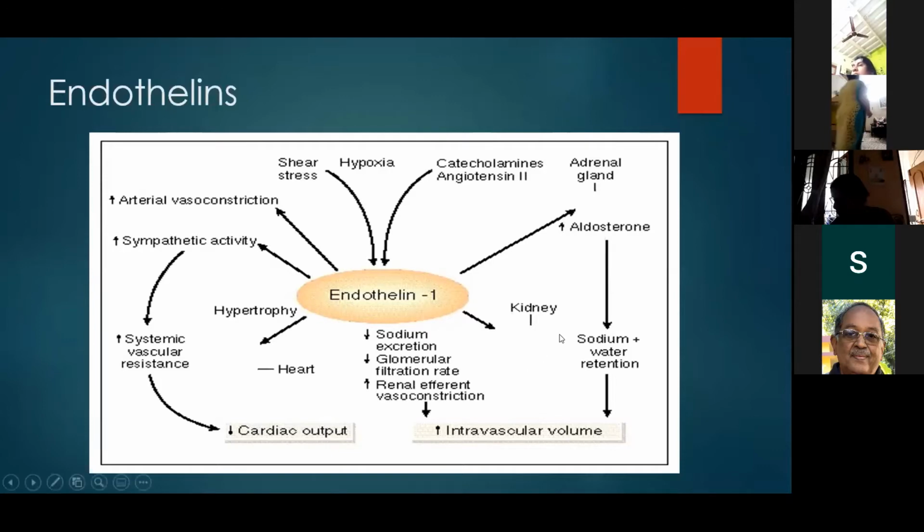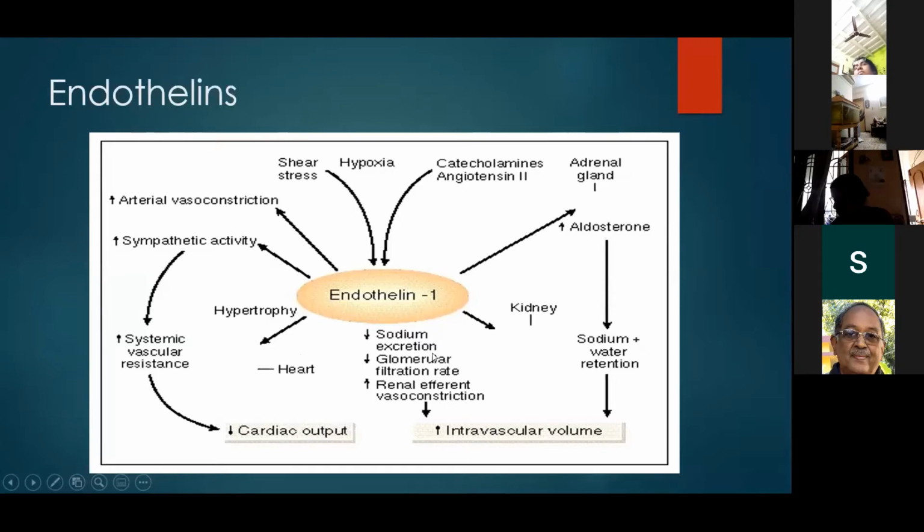So one such substrate is endothelin 1, which is secreted by the endothelium of blood vessels. So what happens is when there is shear stress, that is a little bit of rupture because of the plaques in the blood vessels, when there is hypoxia, when there is catecholamines, angiotensin II release into the body, endothelin is secreted from the endothelium of the blood vessels. And then what happens? It acts on the kidney and on the heart. So on the kidney, it again stimulates the adrenal gland. There is increased aldosterone, there's sodium and water retention, and there is intravascular volume increment.